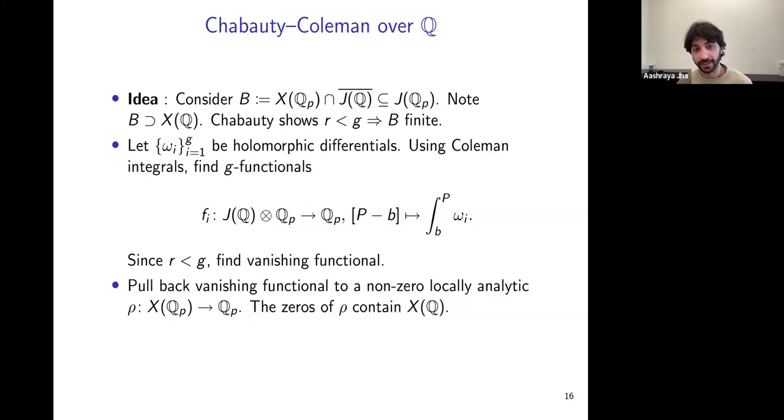So he shows that this set B here is finite. And this was made a bit more effective by Coleman using his Coleman integrals, where he develops this theory of integration and shows that if r is less than g, using linear algebra essentially, you can find a vanishing functional on the Jacobian, which vanishes on the Q-rational points. And then you can pull this back to X(Q_p) using the Abel-Jacobi map, and you get a non-zero locally analytic function rho, which vanishes on the rational points. There might be some spurious points, but the point is that rho is locally analytic. So by the Weierstrass preparation theorem, the preimage of 0 will be a finite set, and it'll contain the rational points. And then you can use Mordell-Weil sieving and other methods to isolate the rational points exactly.